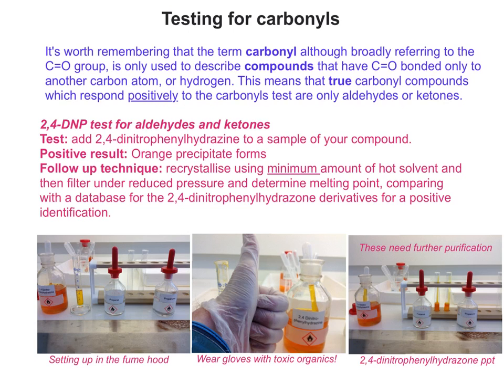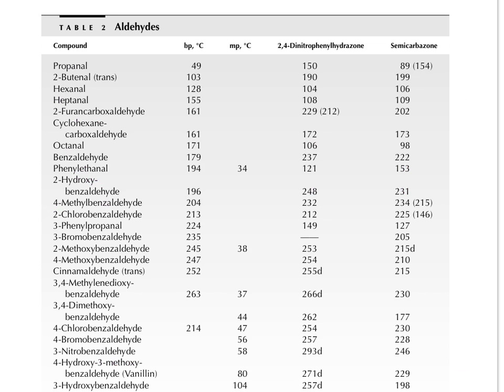So you recrystallize these using a minimum amount of hot solvent, usually ethanol works quite well, and then filter them under reduced pressure using a Buchner funnel, and then determine the melting point, comparing this with the database for the 2,4-dinitrophenylhydrazone derivatives. So the next screen is going to show you such a database.